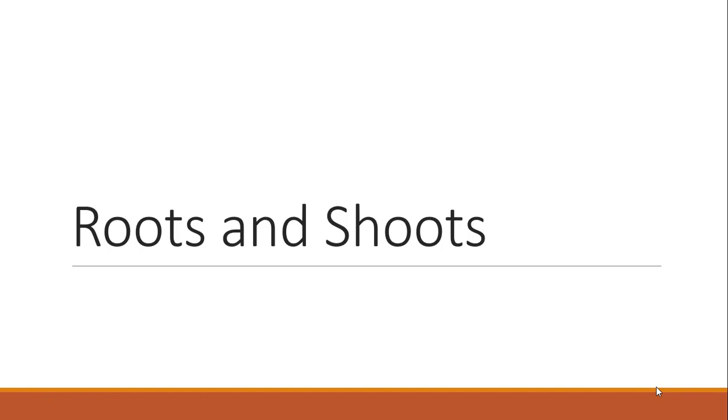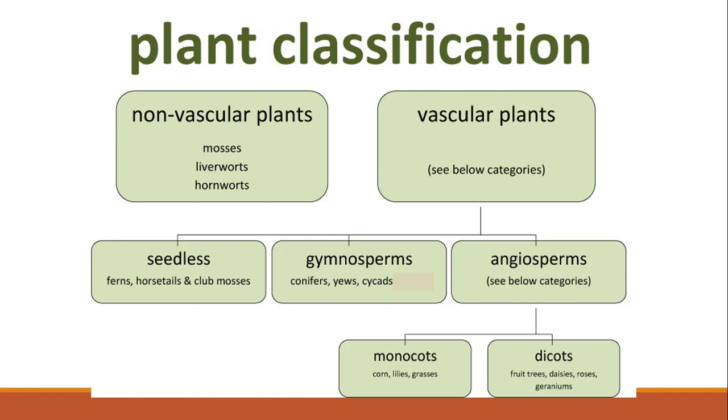Okay, this week we're talking about roots and shoots. So if you remember, on the first week we talked about plant classification and plants being divided into non-vascular and vascular, and we are primarily going to speak about angiosperms here. Angiosperms are broken out into two types of plants, monocots and dicots.